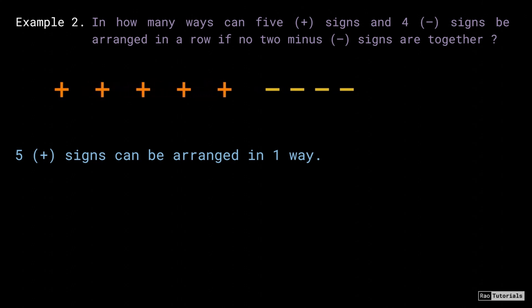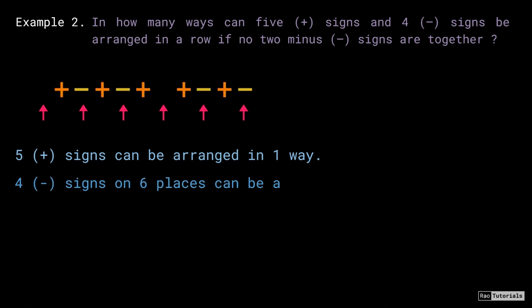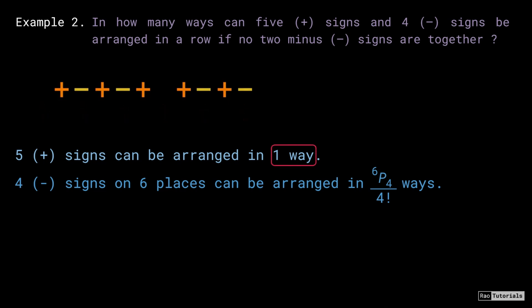In between these plus signs, there are 6 places. Now if we arrange the minus signs on these places, there will be no chance of any 2 minus signs being next to each other. And 4 minus signs on 6 places can be arranged in 6P4 ways. But since all 4 minus signs are identical, we divide by 4 factorial. So 5 plus signs can be arranged in one way, and 4 minus signs can be arranged in 6P4 by 4 factorial ways. By the counting principle, the total arrangements is 15.